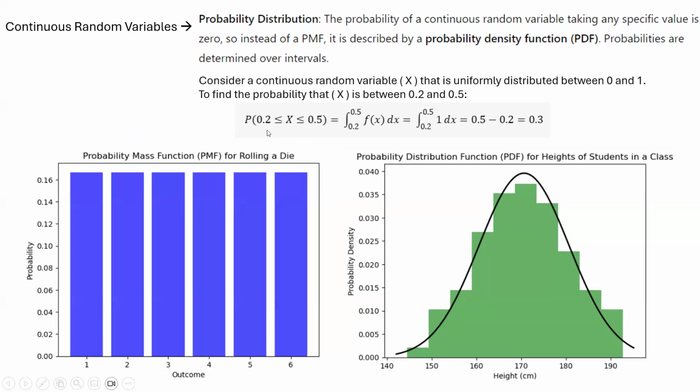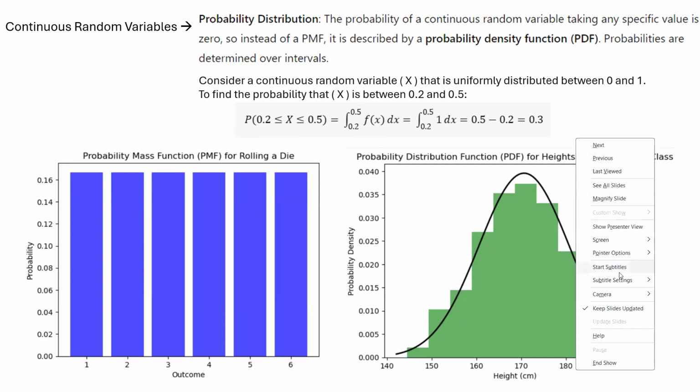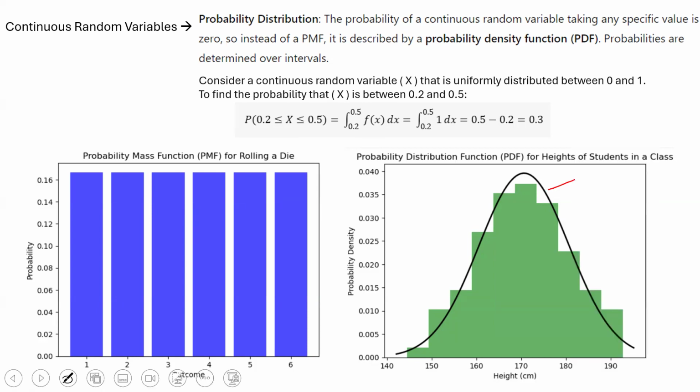So when you want to find out the probability of a random variable taking a value from 0.2 to 0.5, that will be given by the integration of the function. F of x is nothing but the graph which is given over here. So this is f of x. When you know f of x, you just have to integrate that f of x from 0.2 to 0.5, and you will get that particular value. So you just have to know how to find out this f of x.